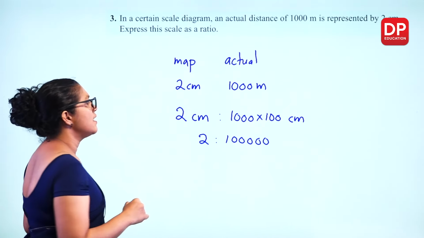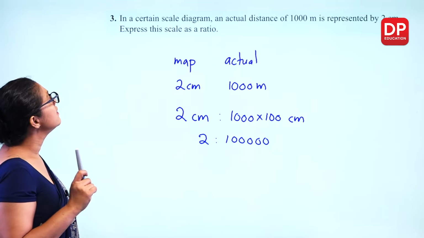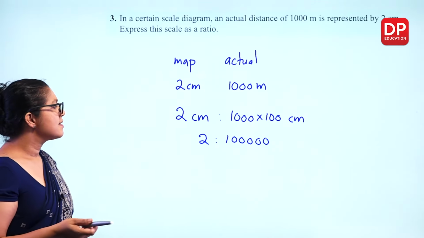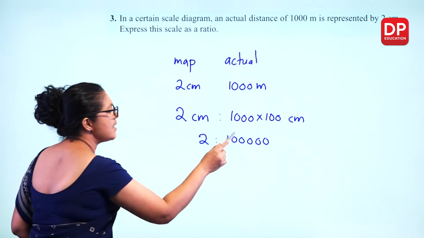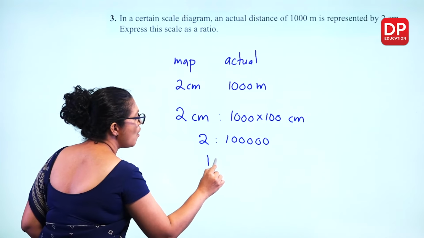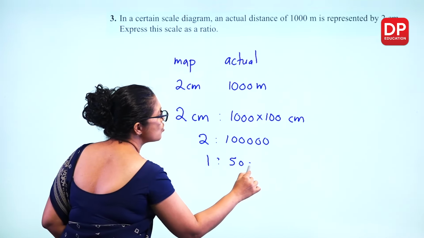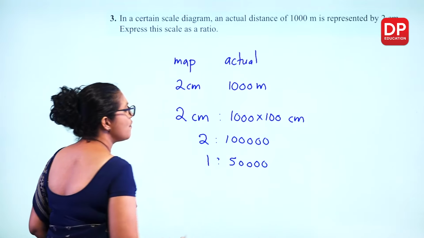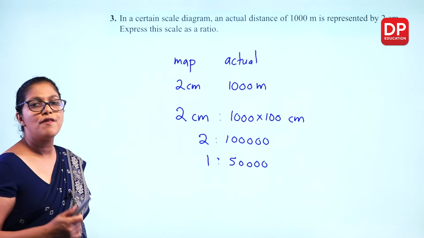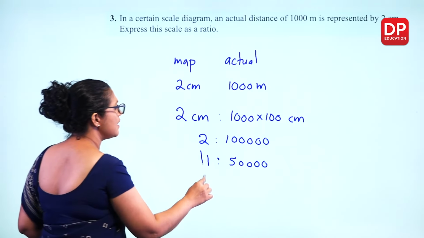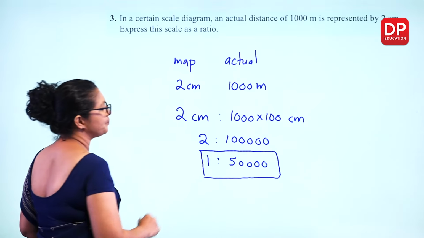5 zeros. Then the scale, you can simplify and write. So I can divide this by 2 and write 1. Divide by 2, you get 5, 1, 2, 3, 4. 50,000. 1 to 50,000 is the scale for this one.